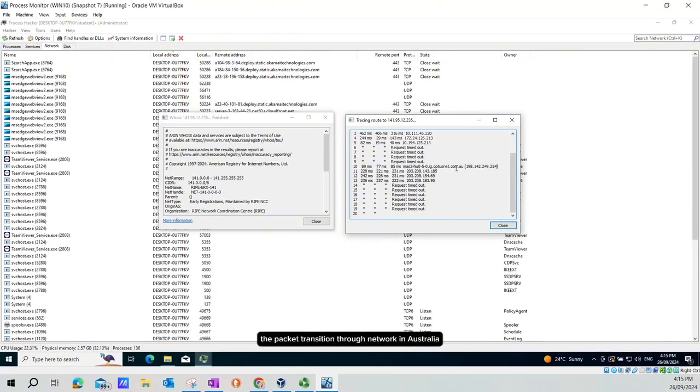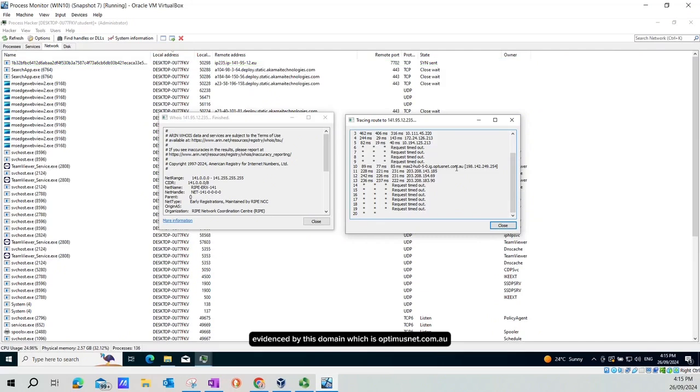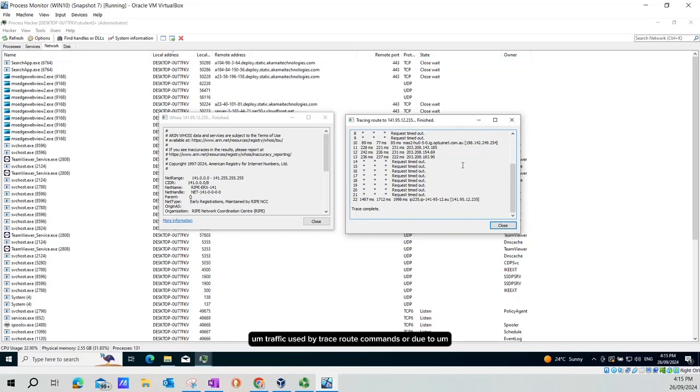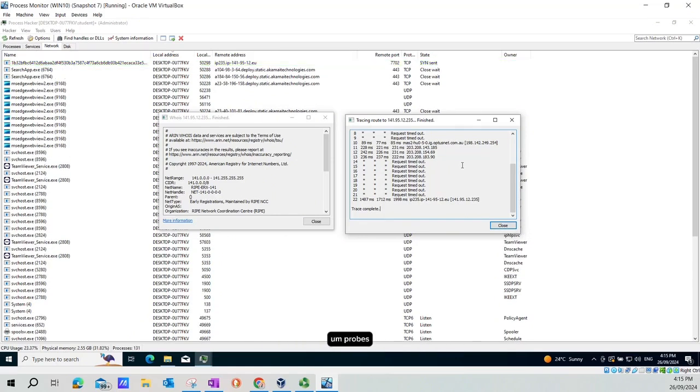Notably, the packet transitioned through a network in Australia, evidenced by this domain, optusnet.com.au, before continuing through other international nodes. Several hops showed request timeouts, which isn't unusual. This can occur due to routers along the path choosing not to prioritize ICMP traffic used by traceroute commands, or due to firewalls designed to not respond to such probes.